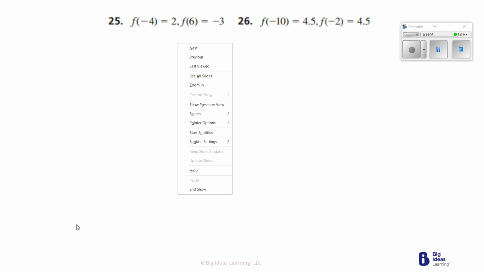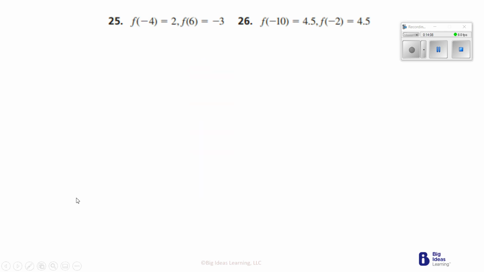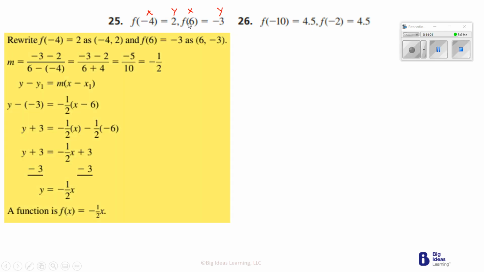25, again, we're going to label this. X and y. X and y. Once again, we plug it in. We're going to take -3 minus 2. We're taking 6 minus 4. Negative times a negative is a positive. -3 minus 2 is -5. 6 plus 4 is 10. And that gives us a -1/2 for our slope.